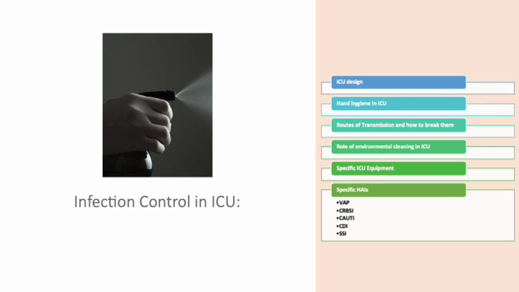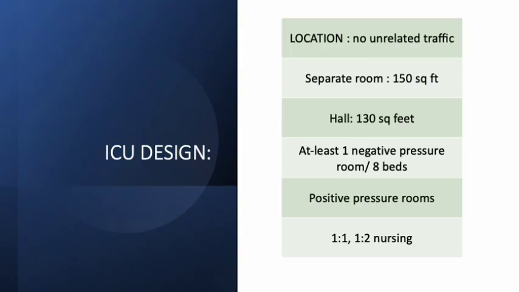So, now let's talk about core infection control strategies in ICUs in general and about prevention of specific healthcare associated infections in ICUs like VAP, CRBSI, CAUTI, and some others. So, let's start with ICU design.